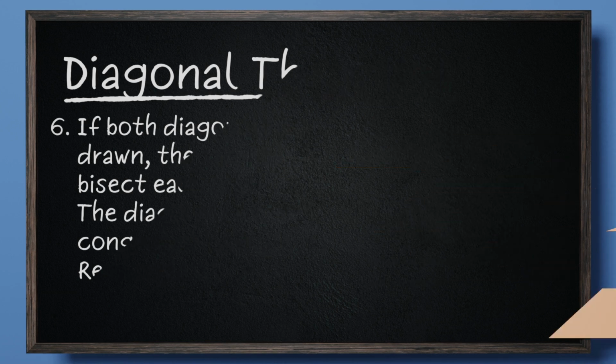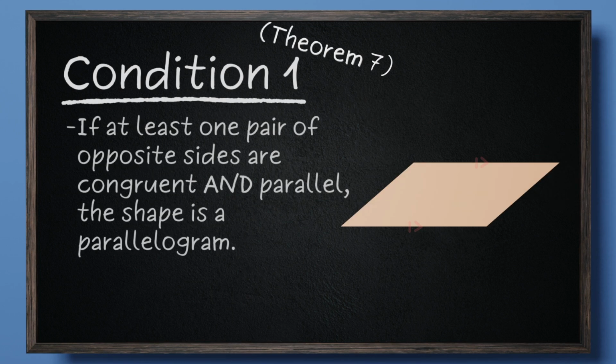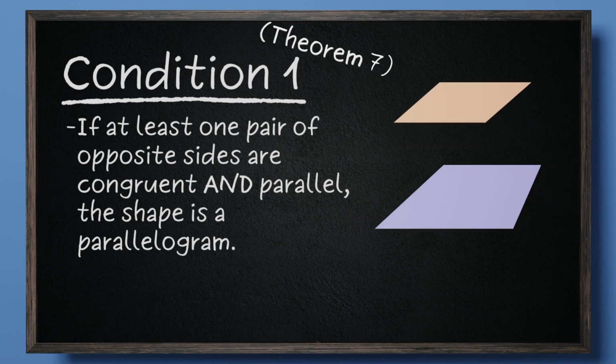Now we will examine 4 more theorems that are dead giveaways to conclude whether a quadrilateral is a parallelogram. These are called conditions. Only one of these conditions needs to be true for a quadrilateral to be considered a parallelogram. So condition number 1. If you find that at least one pair of opposite sides of a quadrilateral are congruent and parallel, the shape is a parallelogram. As you can see, if either side fails to be congruent, parallelism is lost and the shape cannot be a parallelogram.